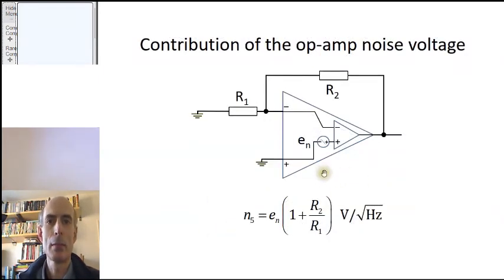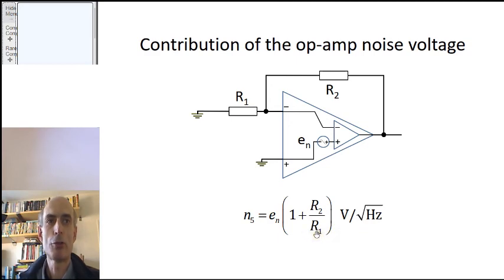This one, the equivalent input noise voltage of the op-amp. Well, if we look at that circuit, it's actually exactly the same form as a non-inverting amplifier with an input of En and a gain of 1 plus R2 over R1. So we can determine the output noise of this circuit very easily. It's just the equivalent input noise voltage of the op-amp times the gain of this non-inverting configuration, 1 plus R2 over R1.